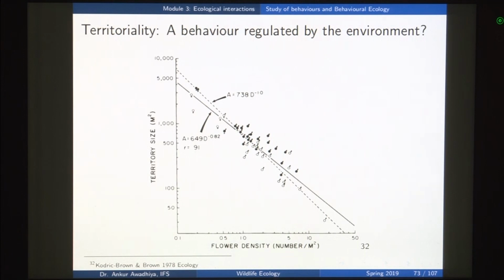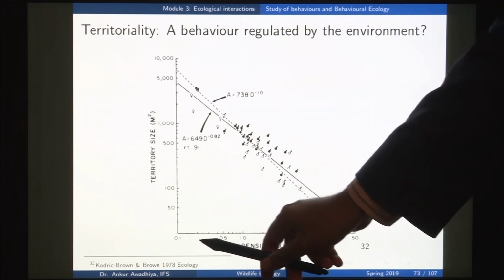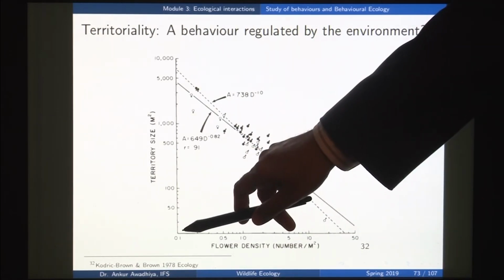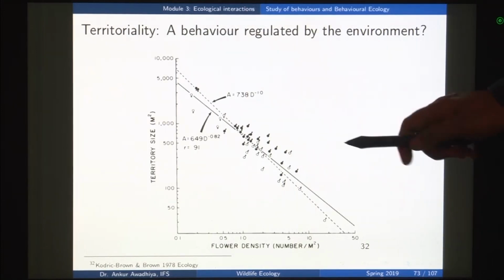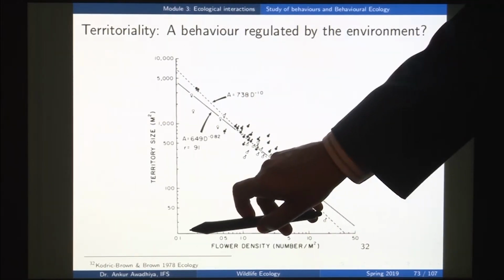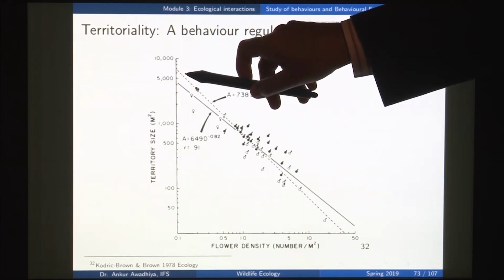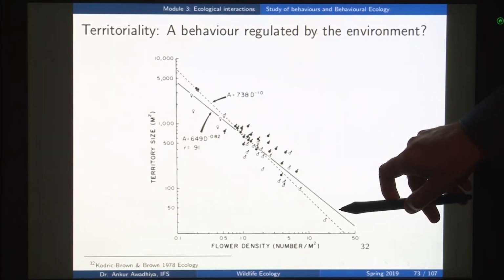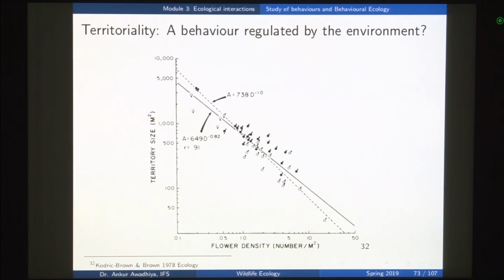In this study, here we have flower density, which was increased experimentally, and here we have the size of the territory. And as we can see, if you have a low flower density, you go for a larger territory. If you have more flowers, so you have more food, you go for a smaller territory. So, we can say that a number of behaviors in territoriality get regulated by the environment.